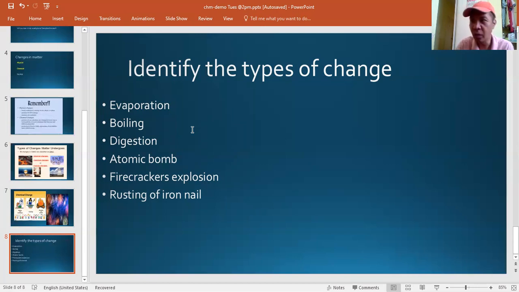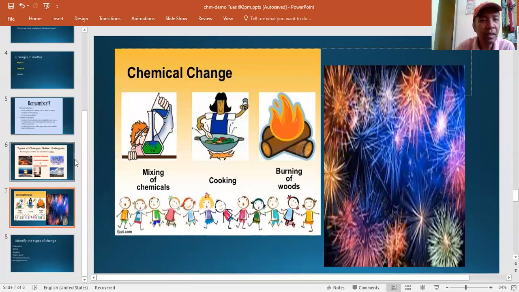Atomic bomb, okay, nuclear change. Firecrackers, still nuclear change. Rusting of iron: iron plus oxygen. The iron is exposed to the atmosphere, and the atmosphere has oxygen gas. So iron plus oxygen, chemical change. Okay? Any problem?